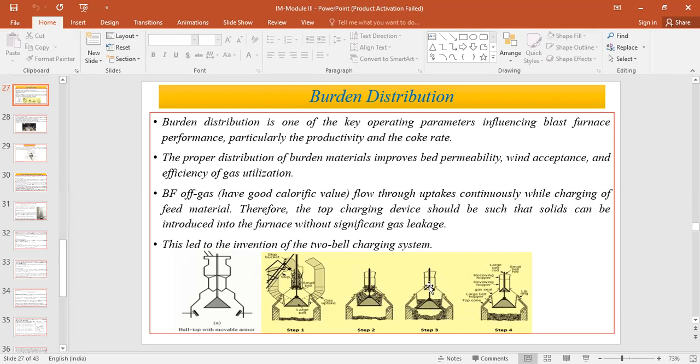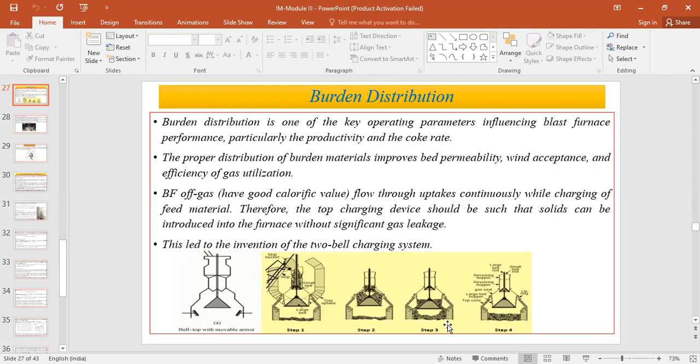So in this way, you cannot allow any gases to pass through like this. Rather, it will actually go through the takes. So when one bell will be in the closed condition, the other bell will be in the open condition, and vice versa. In that way, the raw material is basically charged into the blast furnace.